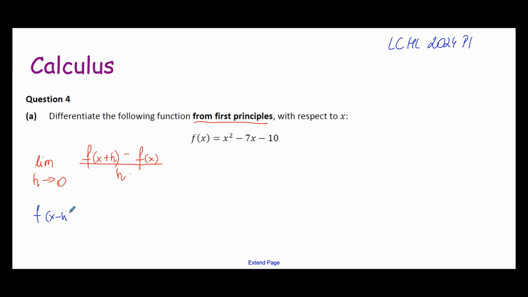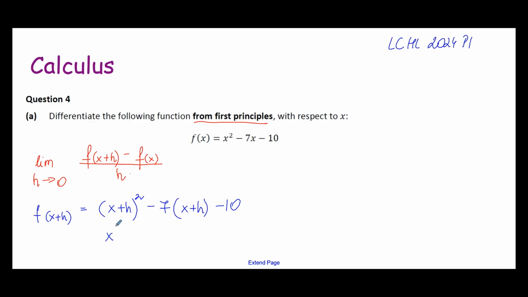First, I replace x with x plus h. So that means instead of x here, we're going to have x plus h to the power of 2 minus 7. And again, instead of x, x plus h. And then minus 10. Take the bracket to the power of 2.